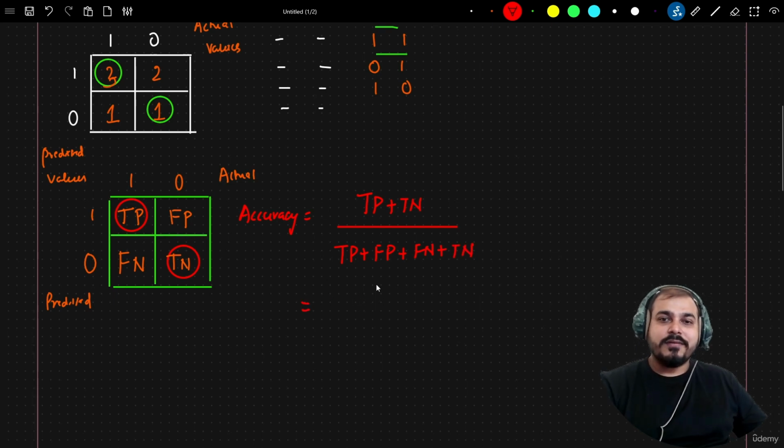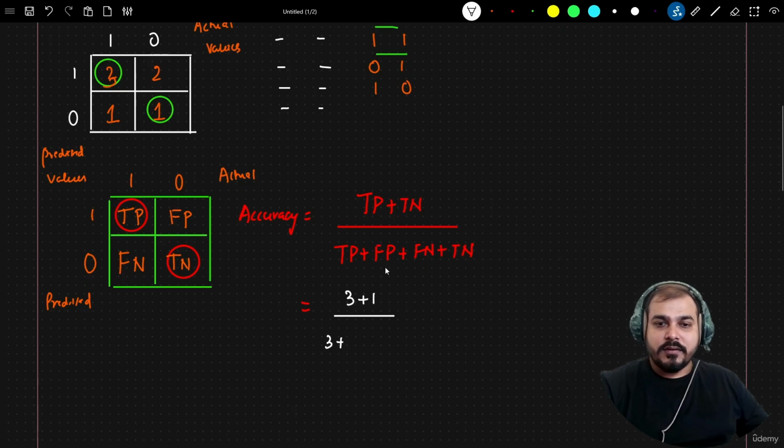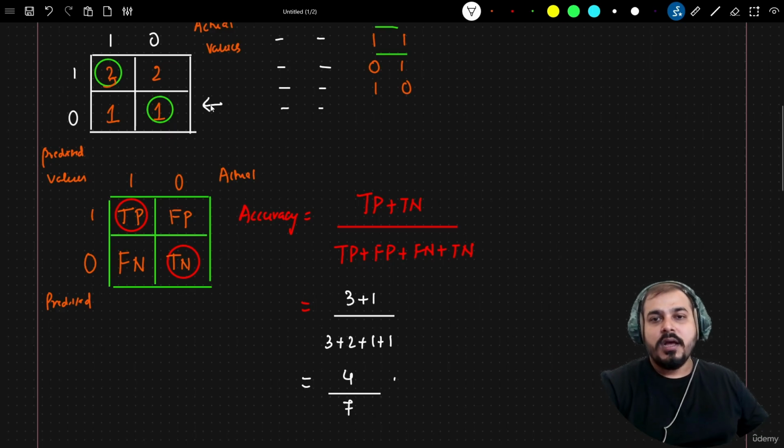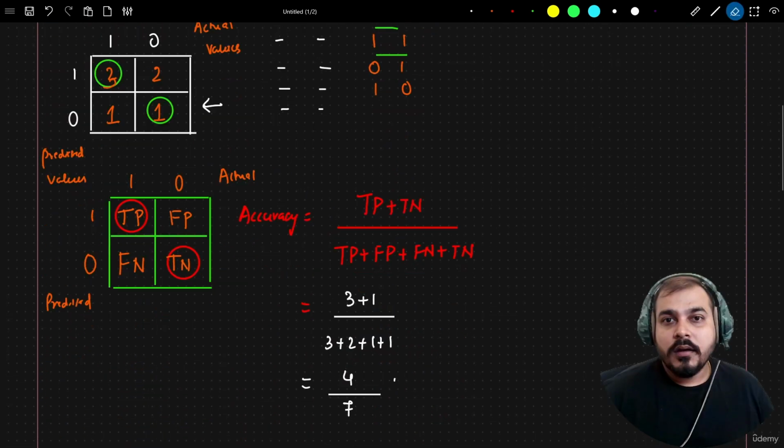Now what is true positive? Over here from this we can actually see this particular field. We'll just try to populate it. So it is nothing but 3 plus 1, because 1 is over here, 3 is over here, divided by 3 plus what is false positive. Obviously it is 2, then false negative is 1, and this is 1. So finally I'll be able to see that I'm getting 4 by 7. So whatever value I'm getting is basically my accuracy for this particular model output, with respect to this particular confusion matrix. So guys, now we have understood accuracy.